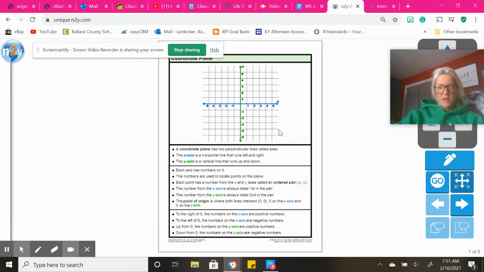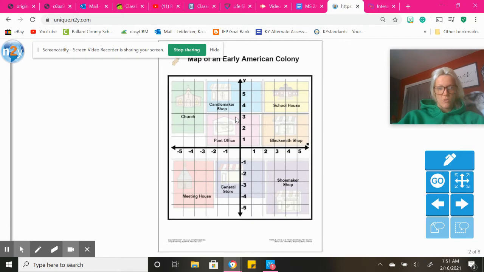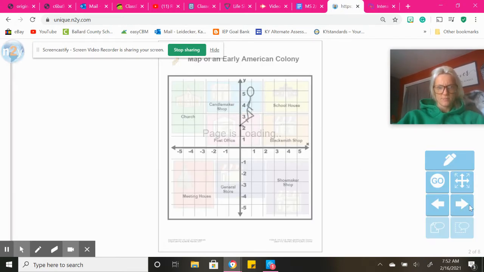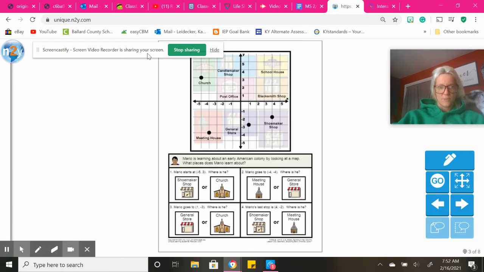Okay, and then your next 2 boxes are geometry. This is review. Remember we did this in class, knowing our x is this way and our y is this way. So we're doing our pairs of x comma y. So let's see here what it is asking us to do.